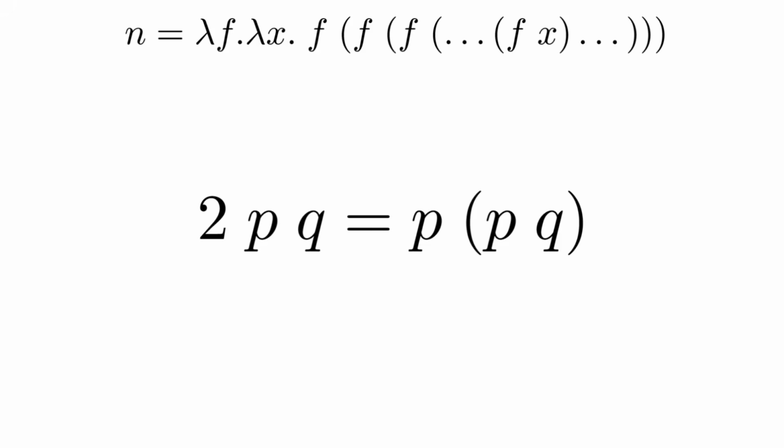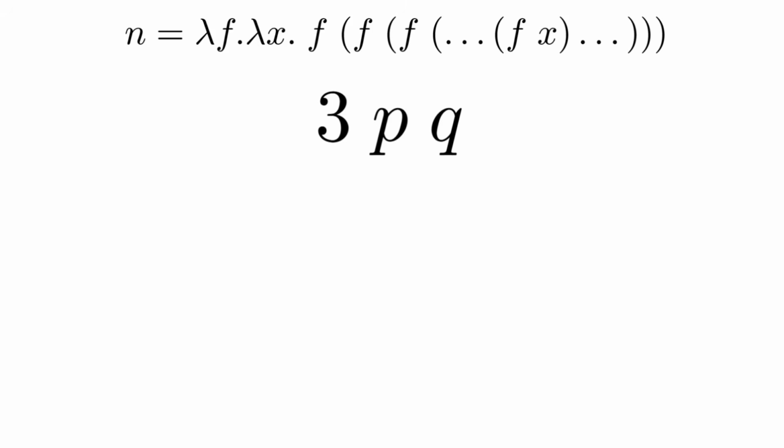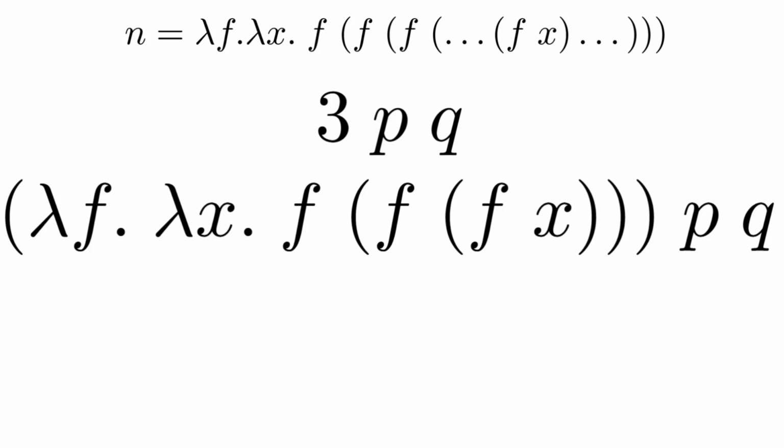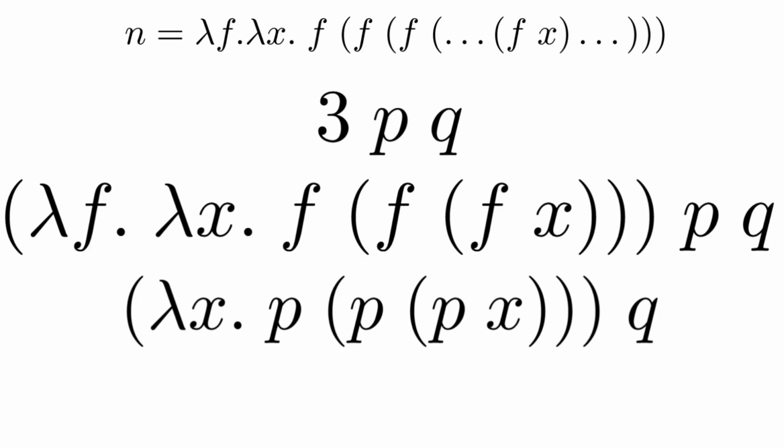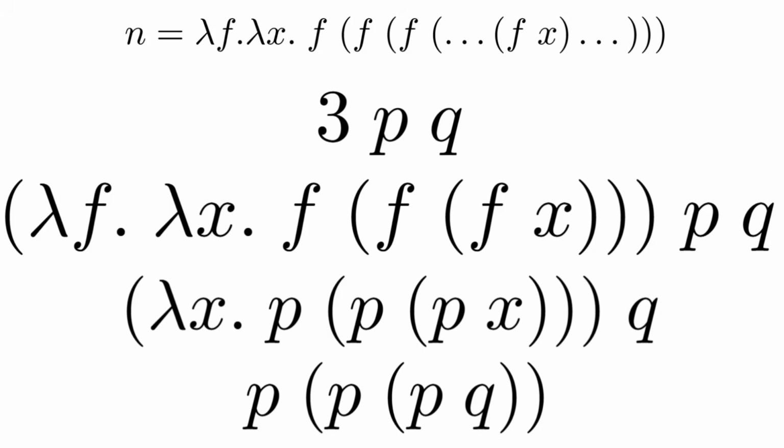Effectively, what a number is in lambda calculus is a function that repeats another function that number of times. For example, 3pq would be lambda f dot lambda x dot fffx of pq. This would become lambda x dot pppx of q, and then pppq, which applies the function p on q 3 times.